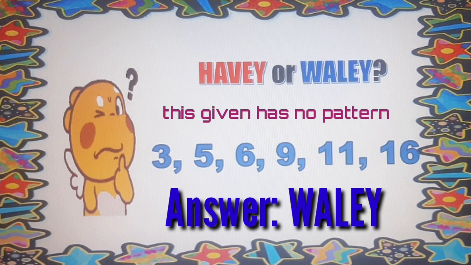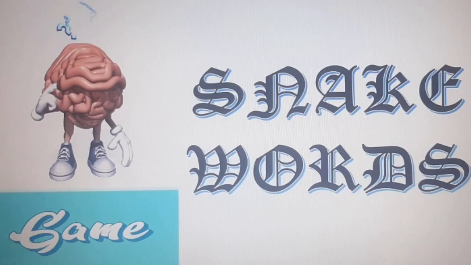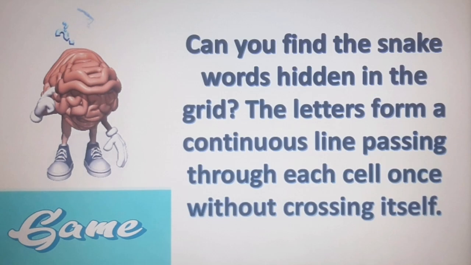Very good, class. It seems that you have mastered our past lesson, so let's proceed to our new one. But before that, let's have first a game entitled Snake Words. The instruction is, can you find the snake words hidden in the grid? The letters form a continuous line passing through each cell once without crossing itself. So the instruction tells us that there will be letters flashed in a grid, and I want you to guess what word can be formed out of those letters.